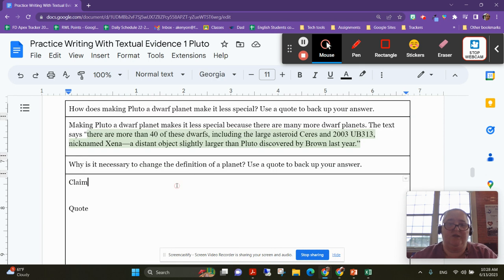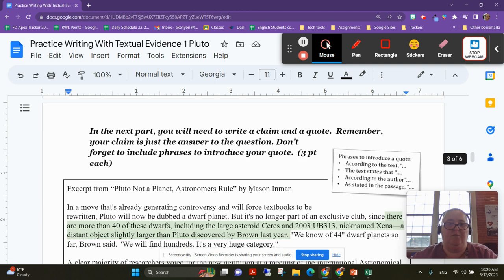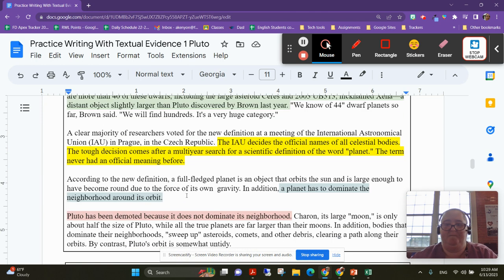Okay, so now's the big challenge for you. I want you to finish this sheet, and you're going to need to make some claims. Okay? Actually, let's do this one section together. Why is it necessary to change the definition of a planet? Okay, so if I scroll back up, I went too far. Okay. Why is it necessary to change the definition of a planet?